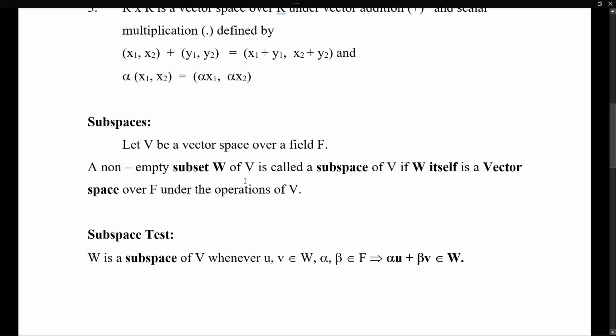A non-empty subset of V is called a subspace if W itself, W being a set of vectors, is a vector space under the same operations of V. That is very important, under the same operations of V. Then this W is called a subspace of V.